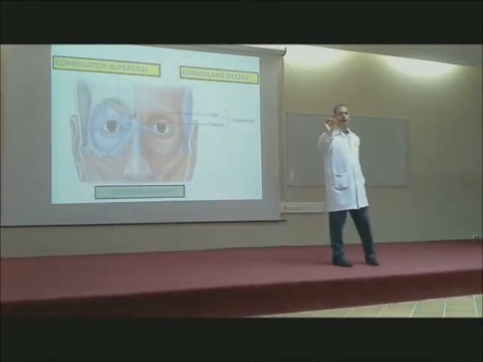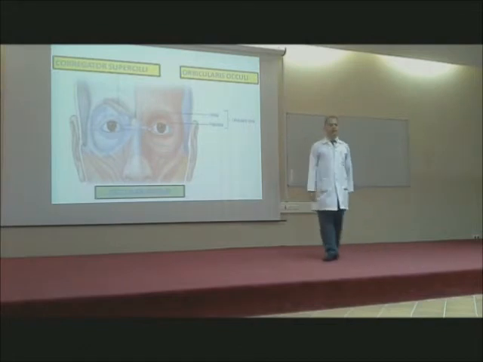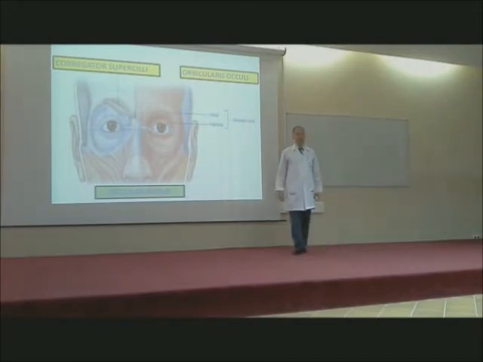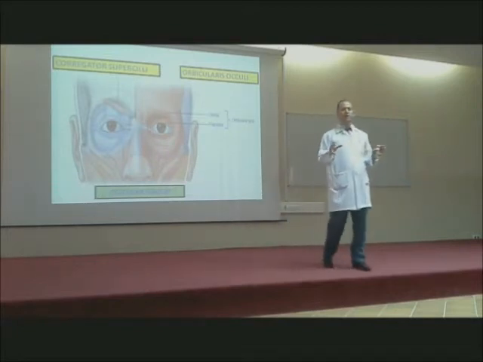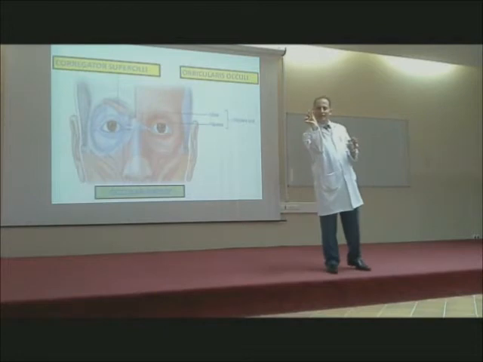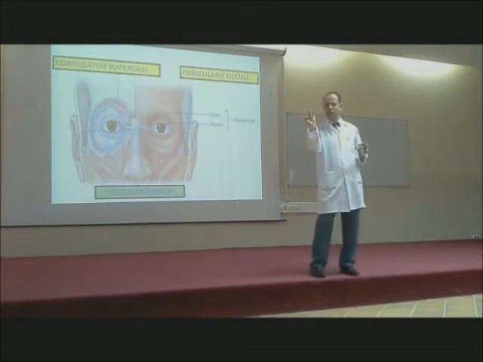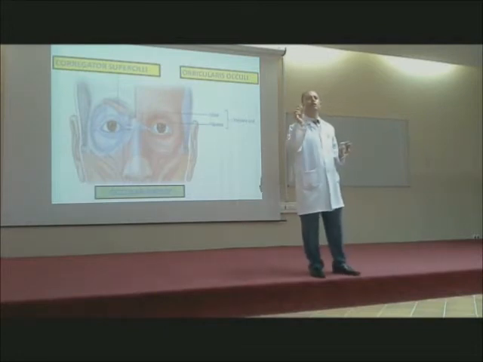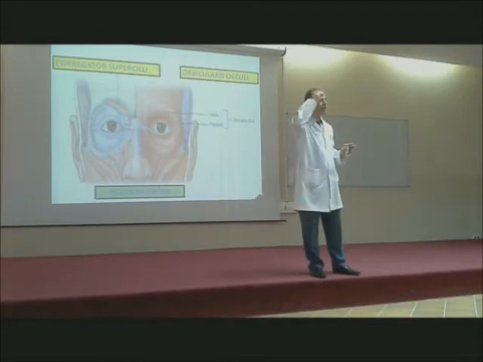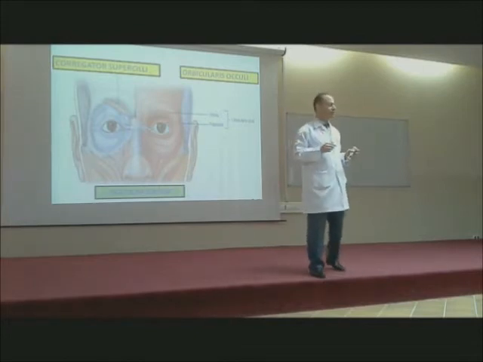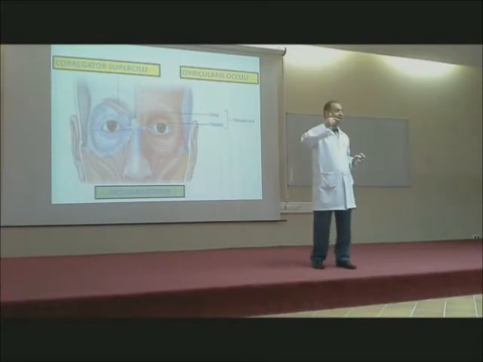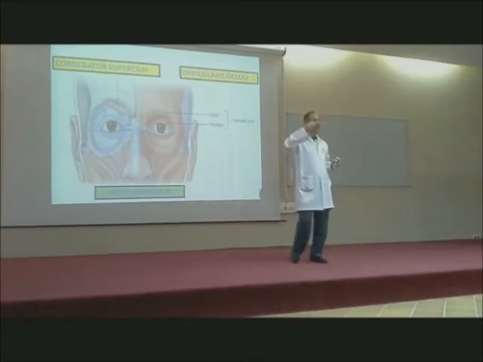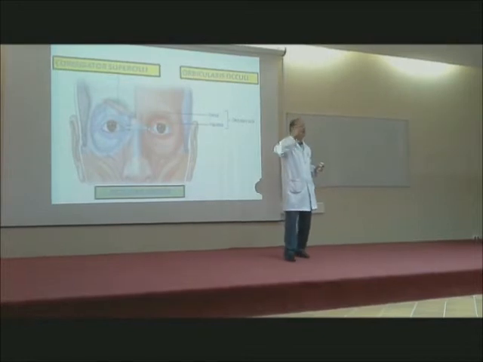A hint on the corrugator supercilii. Just from the name, what about its action? Corrugator, so what does it mean? Corrugation, wrinkling. Supercilii, what do I mean by supercilii? The eyebrows. The structure located above the cilia. Cilia is the eyelashes. Okay? The structure above the cilia is your eyebrows.